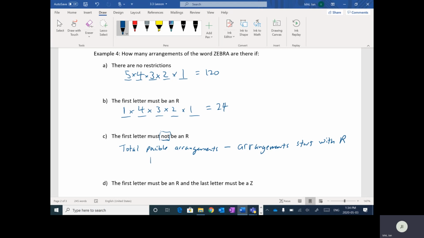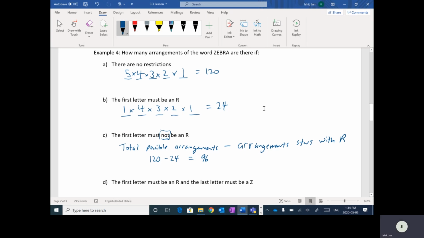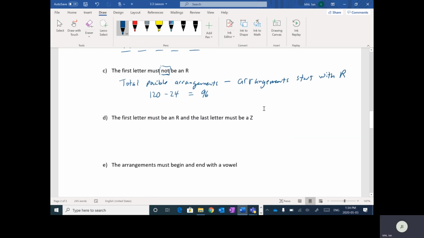So in this case, you're going to take 120, the total number of possible arrangements, and from here I'm going to subtract the 24 arrangements that actually do start with an R. What's left over should be the number of arrangements that don't start with an R. So 120 minus 24 is 96. Cool. All right, so let's go to the next one here.